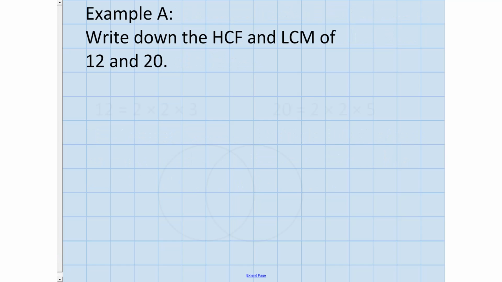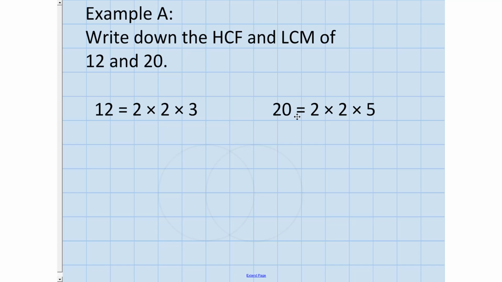And the best way to show how to find this is by doing an example. So write down the HCF and LCM of 12 and 20. Well, first we should do the prime factor decomposition for both of these numbers. And 12 can be written as 2 times 2 times 3. And 20 can be written as 2 times 2 times 5.